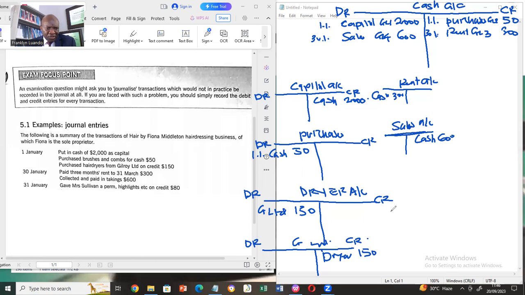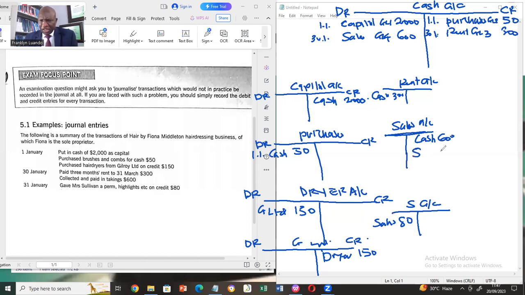Then we got to give Mrs. S a payment, highlights, etc. on credit. That's a credit transaction, does not go to the cash. So who is receiving? Mrs. S is receiving. S account is receiving the sales. How much? 80. This is in the sales account. S, we are giving sales to S. S, 80. Are we together now?